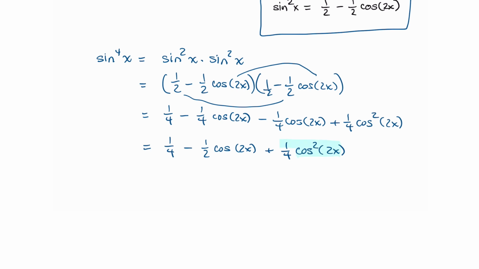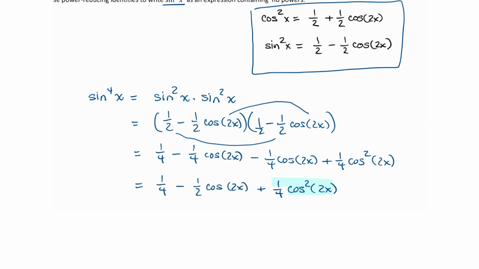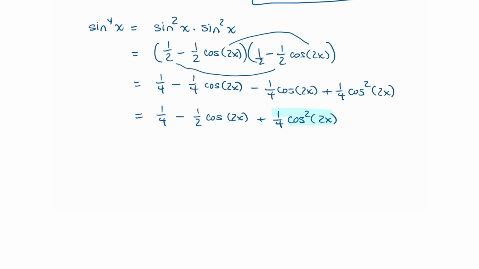So making a substitution for this one now, cosine squared 2x. If cosine squared of x is 1/2 plus 1/2 cosine of 2x, then if I have 2x on the left-hand side, that means I double the angle on the right-hand side, making that a 4x. So this will be 1/4 minus 1/2 cosine 2x plus 1/4. Now cosine squared gets replaced with 1/2 plus 1/2 cosine 2 times 2x, which is going to be 4x.